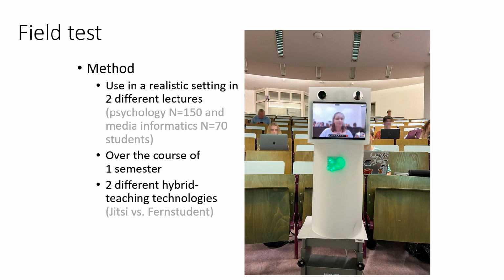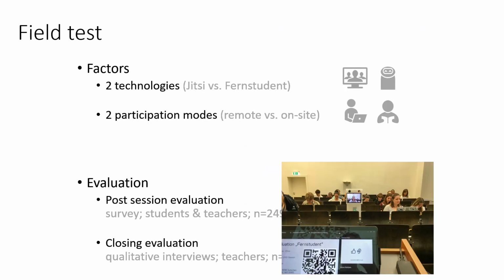And based on this prototype, we also could do first field tests, where we used the Fernstudent in 2 different lectures over the course of 1 semester. And to have a reference point, we used Jitsi, which is a common video conference tool, as a control condition. So we could contrast 2 different hybrid teaching technologies, Jitsi versus Fernstudent, and 2 different participation modes, remote versus on-site, where the students could choose for themselves whether they wanted to attend on-site or remote.